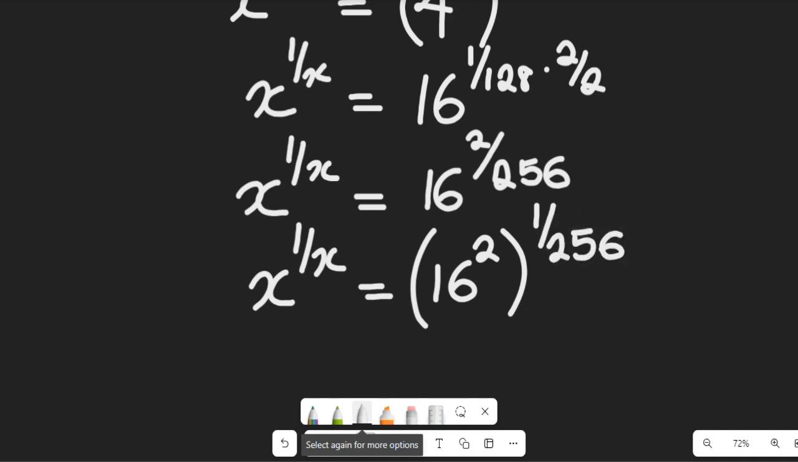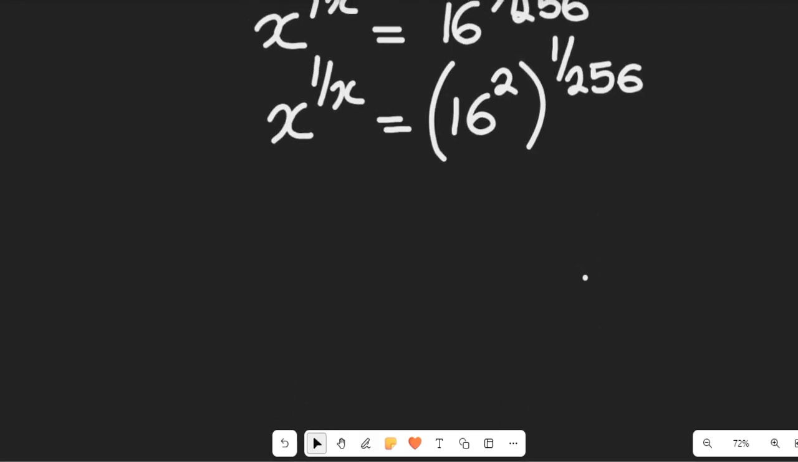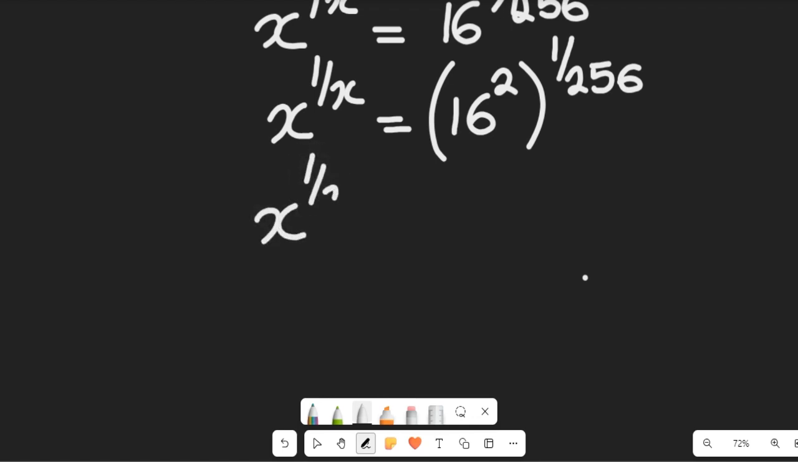Great. Now from this point, I'm going to also find out that 16 squared is going to give me an expression. So this is going to give me x to the power of 1 divided by x equal to 16 times 16, which is going to give me 256, right? And that will be to the power of 1 divided by 256.